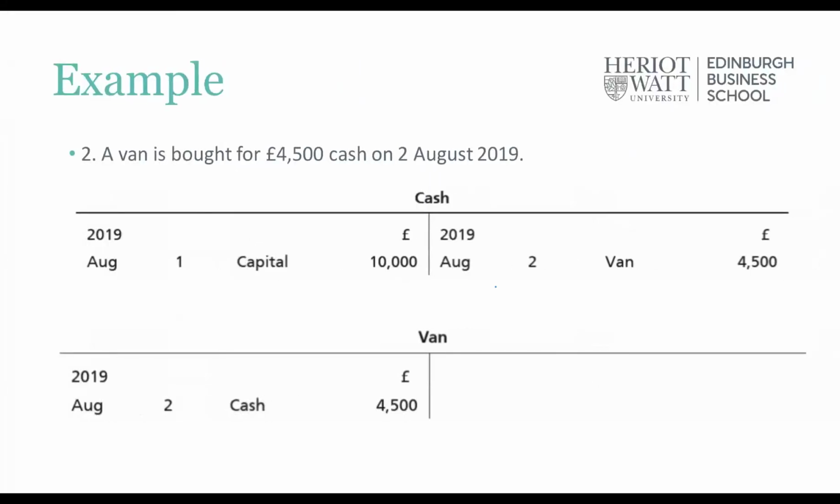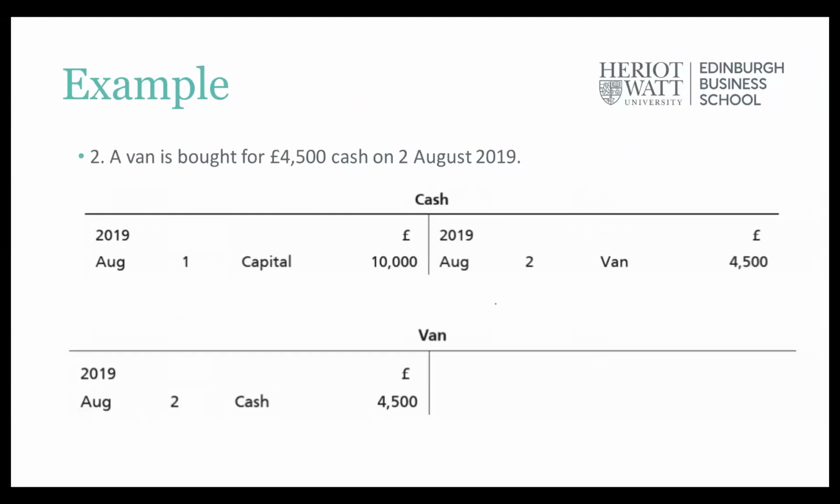So basically, we have the second example. A van is bought for £4,500 cash on 2nd February 2019. We have identified the accounts that are involved here. We are buying a van. Now, a van is an asset. So these are asset accounts.